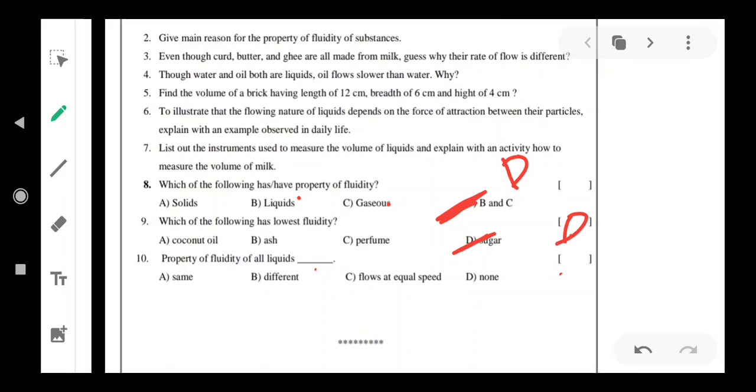Next one, property of fluidity of all liquids. We already discussed this. The property of fluidity of all liquids is not the same. It is different from one another. It depends on the nature of the liquid. So answer B is the correct one.